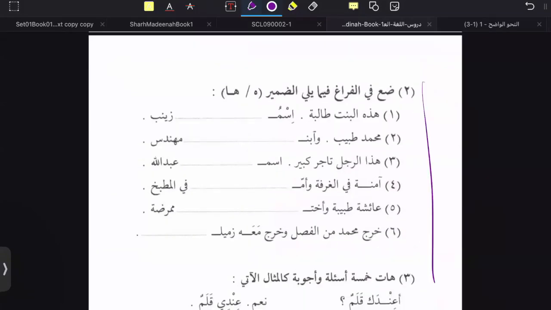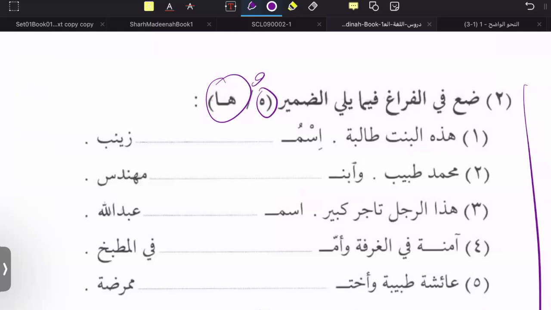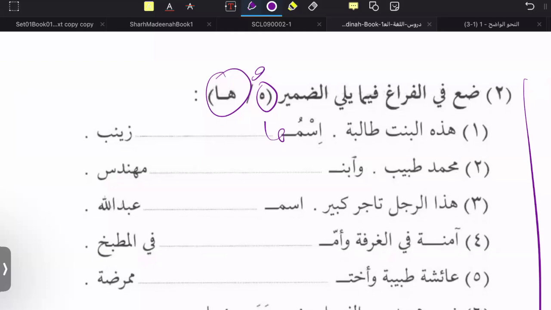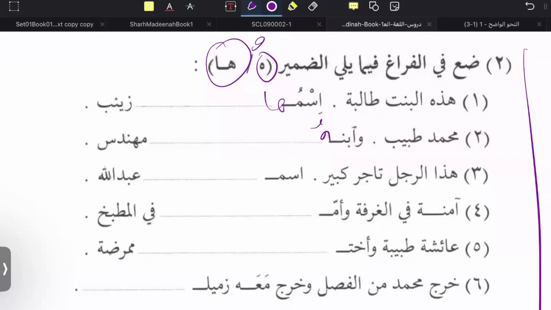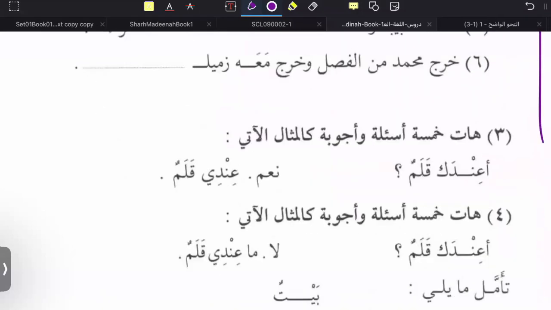This would be interesting. You choose who or ha based on the gender. So هذه البنت طالبة. So you say اسمها. نعم. محمد طبيب ابنه وابنه, his son. Then you say muhandis, his son is an engineer. Very good exercise. Simple, but do them.